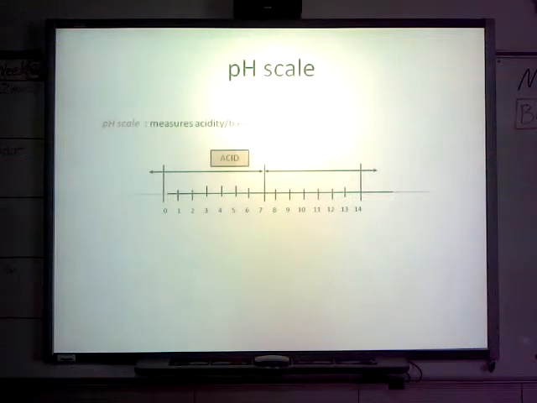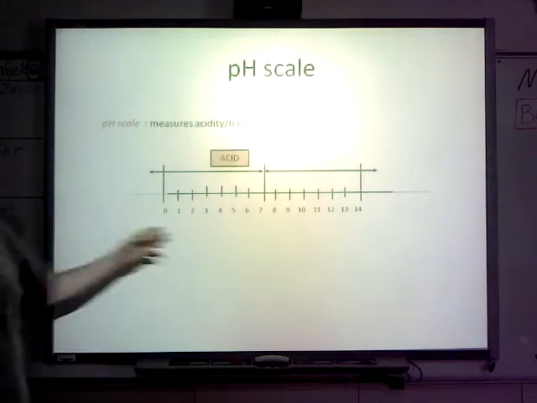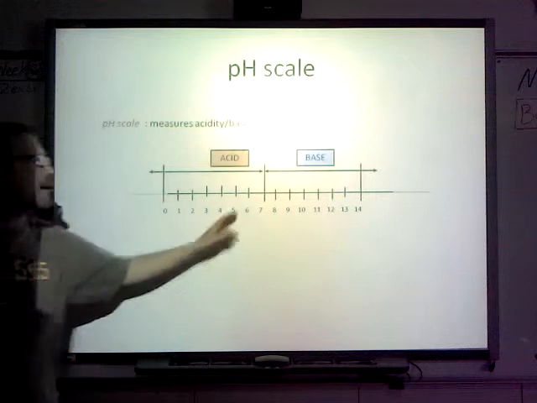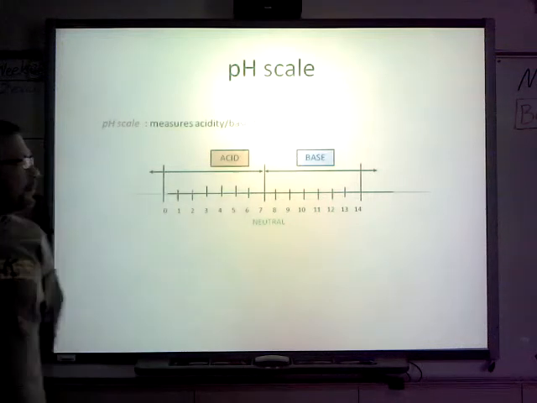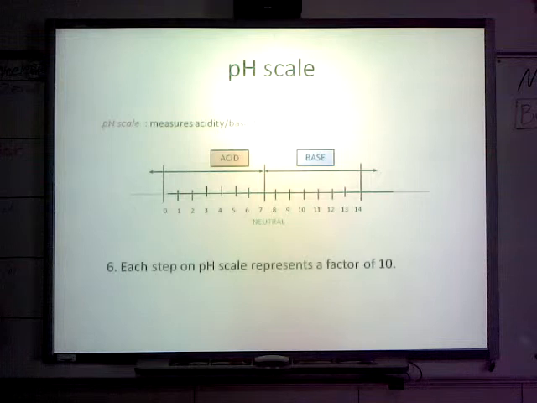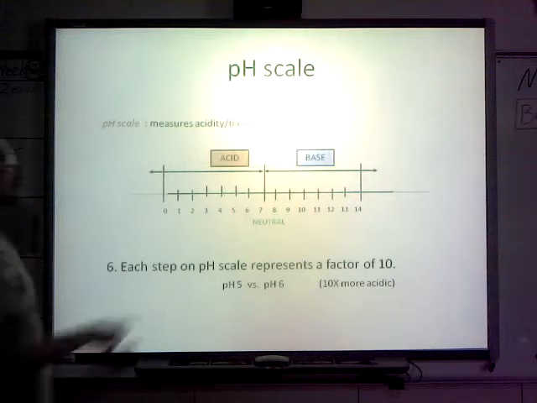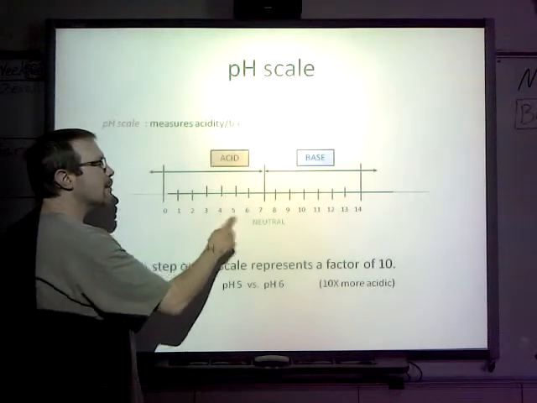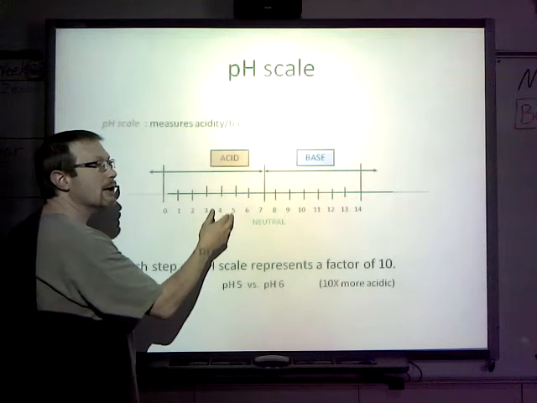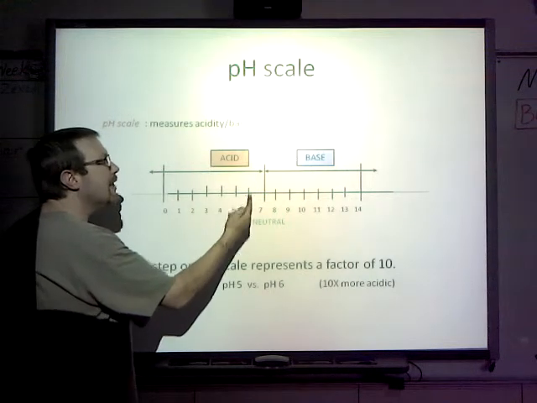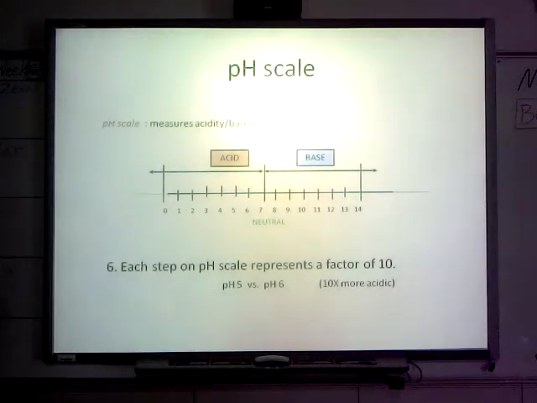Acids are anything from 0 to 7. Bases are anything from 7 up to 14. 7 itself is neutral. And like I said, each step is a factor of 10. So if I've got something that's pH 5 and pH 6, the pH 5 is 10 times more acidic, has 10 times more hydronium or hydrogen concentration than the pH 6 did.